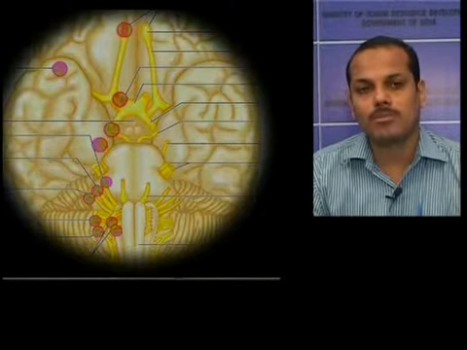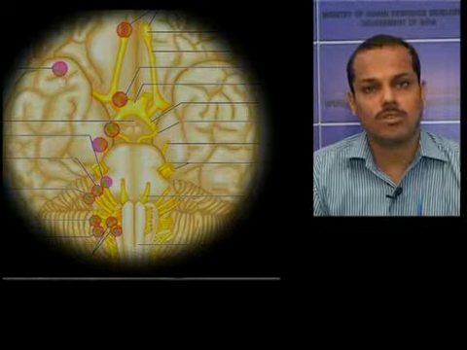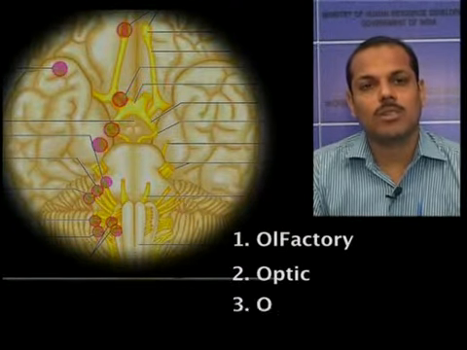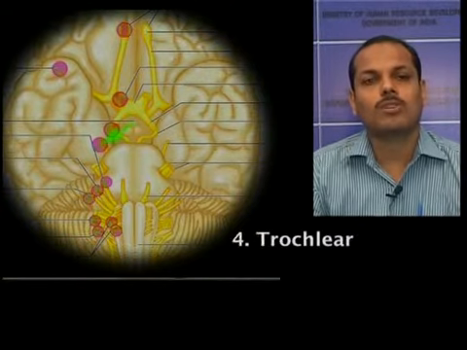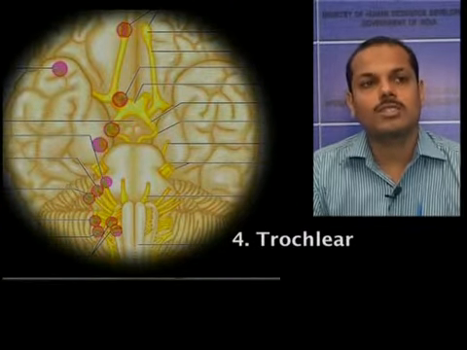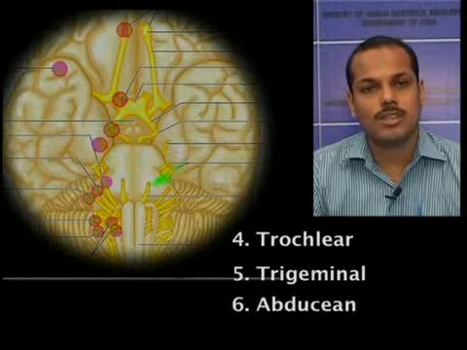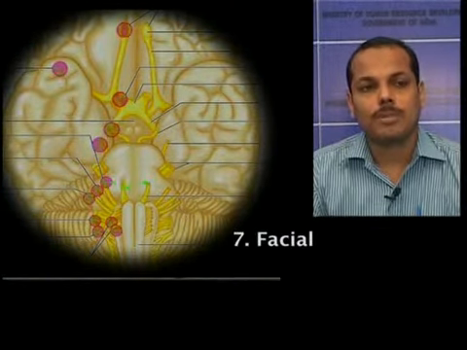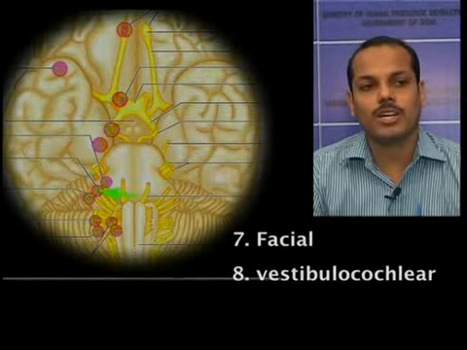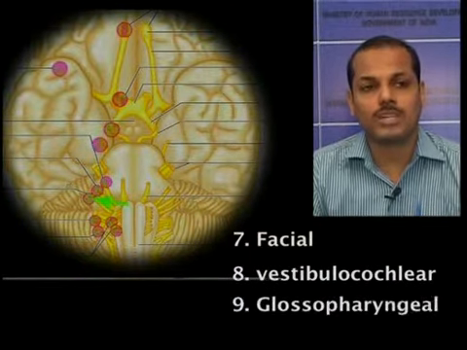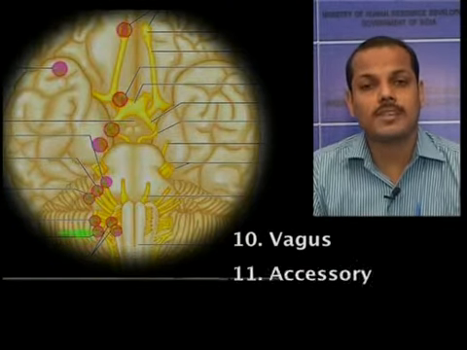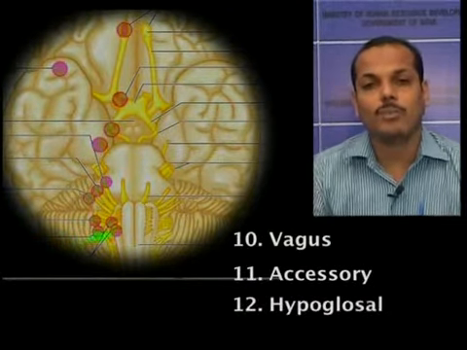The cranial nerve number 1 is known as olfactory, number 2 optic nerve, number 3 oculomotor nerve, number 4 trochlear nerve, number 5 trigeminal nerve, number 6 abducent nerve, number 7 facial nerve, number 8 vestibulocochlear nerve, number 9 glossopharyngeal nerve, number 10 vagus nerve, number 11 accessory nerve, and number 12 hypoglossal nerve.